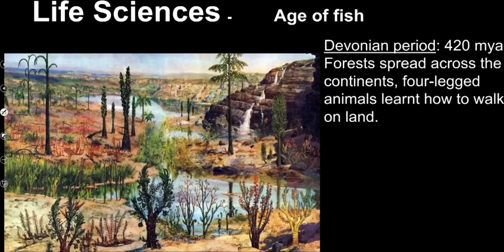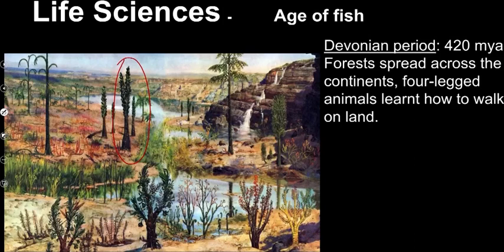On land, plants were now able to grow on land because they now had developed vascular tissue such as xylem and phloem, which you've probably heard of before. That enabled them to survive on dry land. Forests spread across the continent, but if we have a look, these trees and plants are not ones that we recognize because they don't exist anymore.